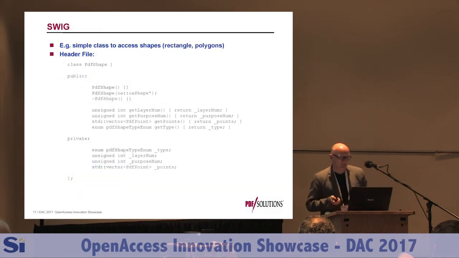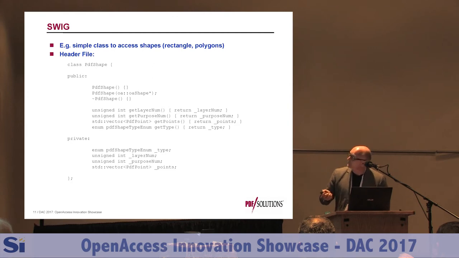Okay, let's look at just one little example of how easy this can be. For instance, if you want to read shapes like rectangles and polygons in Go through that SWIG interface, we have to define, for instance, what I call a PDF shape. The constructor takes an OpenAccess shape, and then I have an accessor which says, give me the layer number, give me the purpose number, give me all the points, and give me the type, whether it's a rectangle or a polygon.